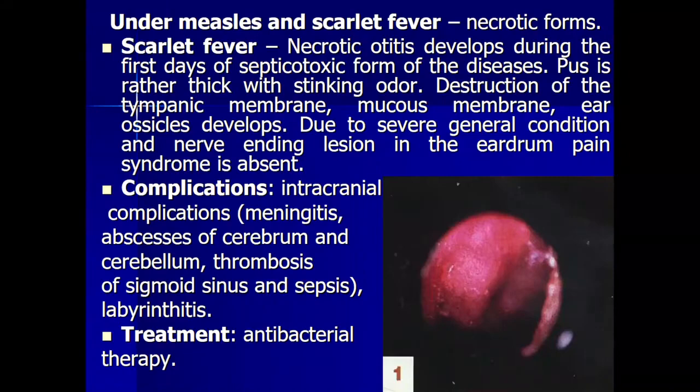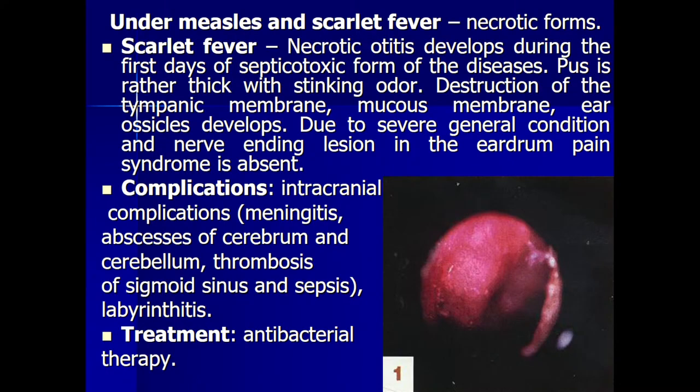Under measles and scarlet fever, we can see necrotic forms. Scarlet fever leads to necrotic otitis, which develops during the first days of the septotoxic form of the disease. Pus is rather thick with a stinking odor. Destruction of the tympanic membrane, mucous membrane, and ear ossicles develops.